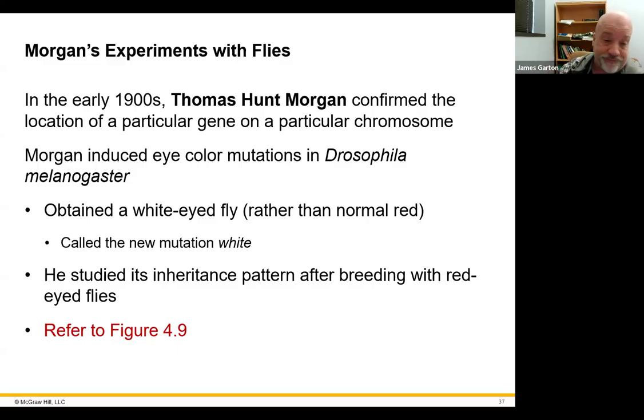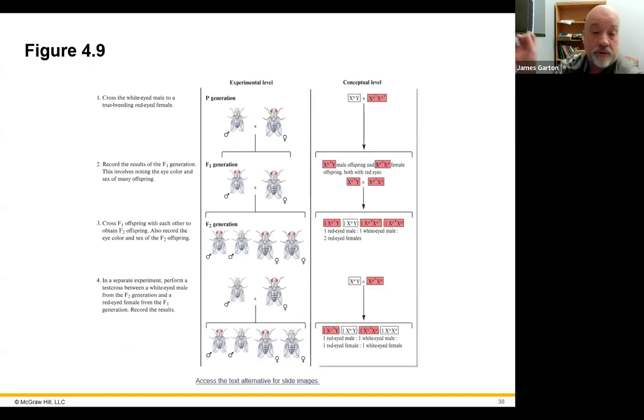And he was very clever. He called the new mutation white. And he crossed this white-eyed fly with normal red-eyed flies to see what the inheritance pattern was. And so he did the cross. And it turned out, by the way, that this white-eyed fly he had either made or found was male. And so he crossed it with a red-eyed female, and he got the F1 generation.